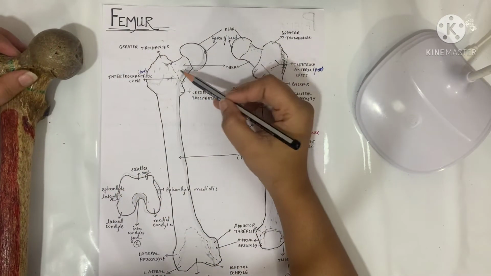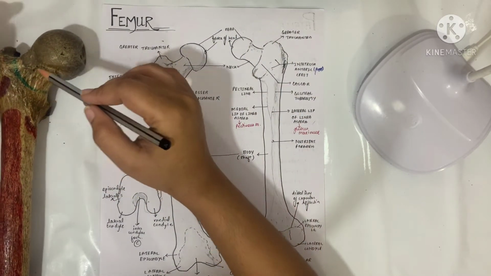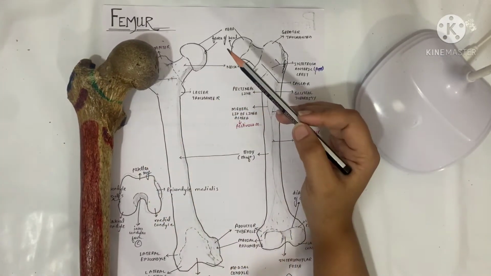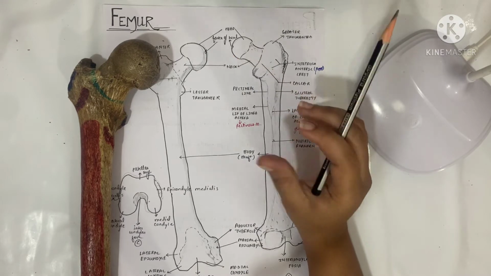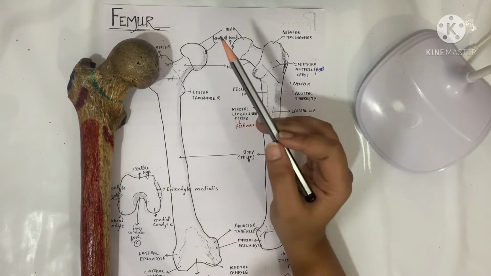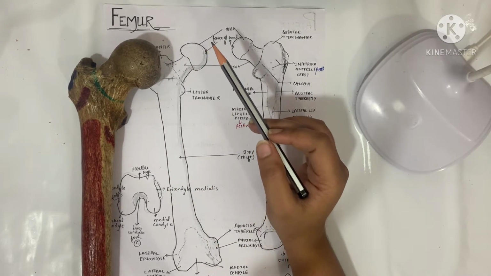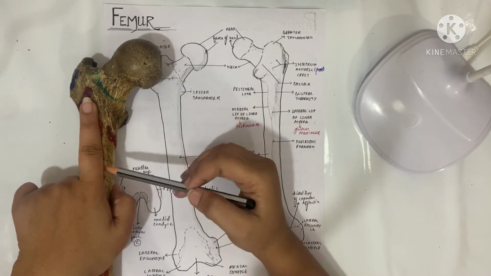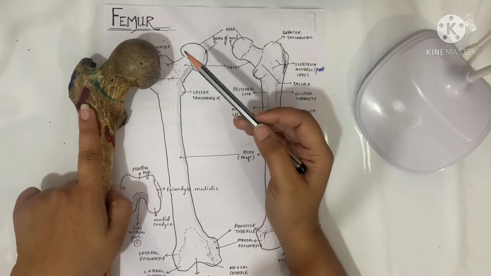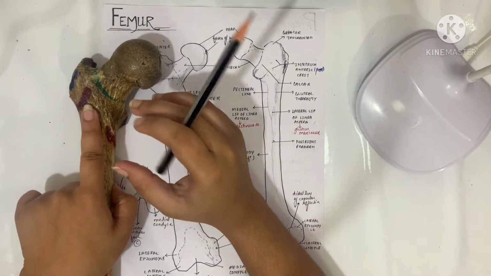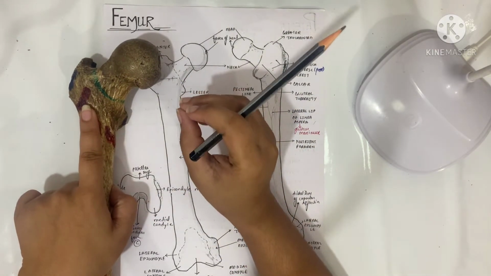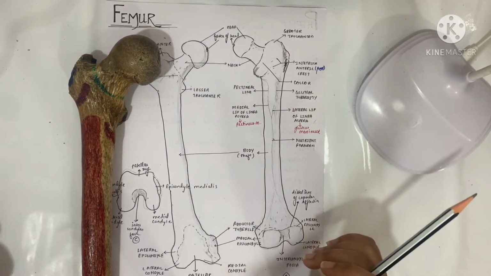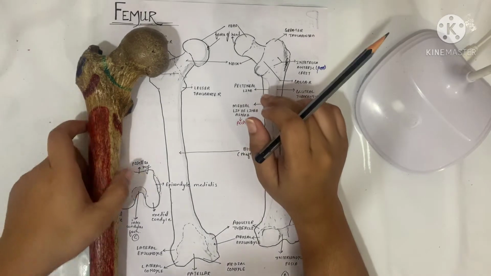Then coming to the next part, this is the neck. This is the neck of the femur. It is about 5 centimeters long. See, and it forms an angle of 120 degrees with the axis of the shaft. That is the neck shaft angle. This angle allows the free movement of the femur from the pelvis, and in females it is smaller due to the larger size of the pelvis.